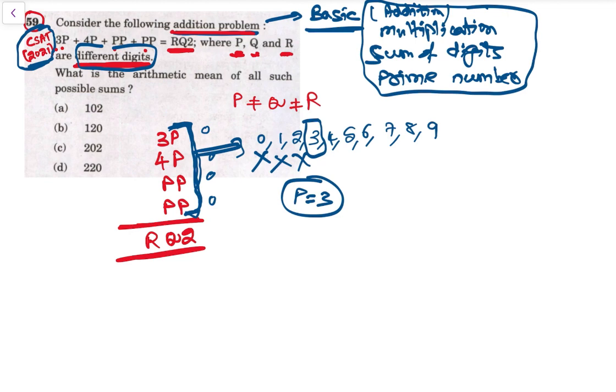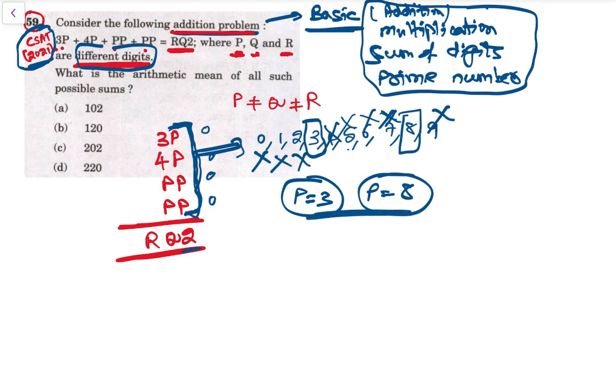Then check for 4, that is 4 plus 4 plus 4 plus 4 is 16, 6 will come, so 4 is not possible. Then 5 is not possible, 5 4s are 20. Then 6 is not possible because 6 4s are 24, so 2 will not come in the unit digit. 7 also will not work because 7 4s are 28. Then 8 is possible: 8 plus 8 is 16, 16 plus 16 is 32. So 2 is possible. Then 9 gives 36. So possible values of P are P is equal to 3 and P is equal to 8.